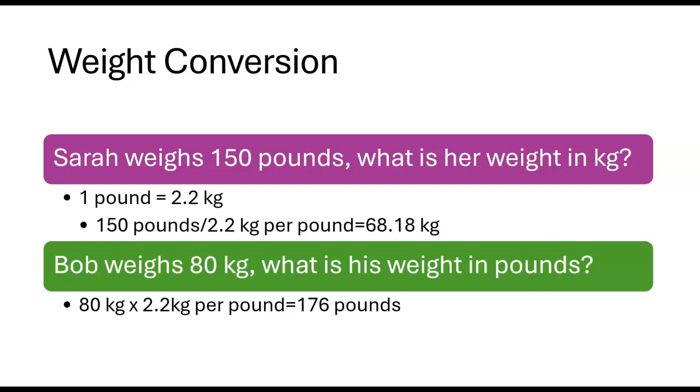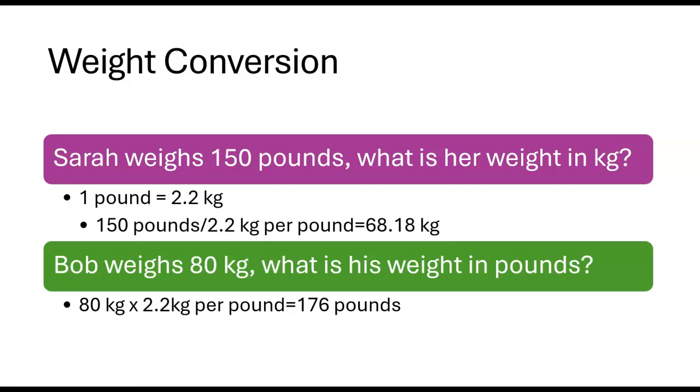Okay, so here's an example for you. Sarah weighs 150 pounds. What is her weight in kilograms? We know 1 pound is equal to 2.2 kilograms. So we're going to take our 150 pounds, we're going to divide it by 2.2 and get 68.18 kilograms.